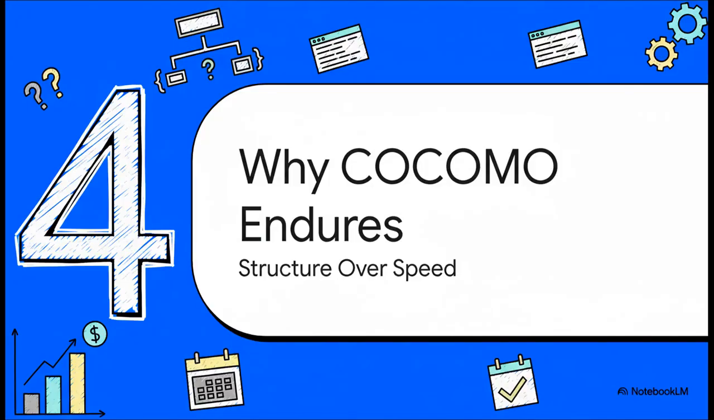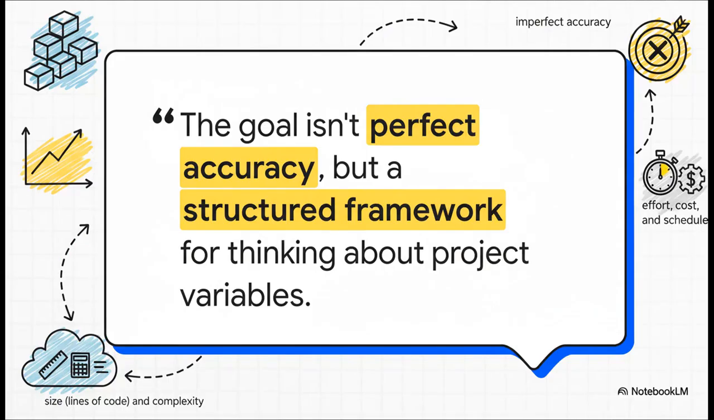So you might be wondering, why are we still talking about a model from 1981? I mean, in a world of agile and DevOps and crazy fast development cycles, why does COCOMO still matter? Because its greatest strength isn't just the final number. The real value of using COCOMO is that it forces you and your team to have a structured conversation. It makes you sit down and really think about things like complexity, team skill, and reliability. It forces you to replace vague assumptions with actual analysis.